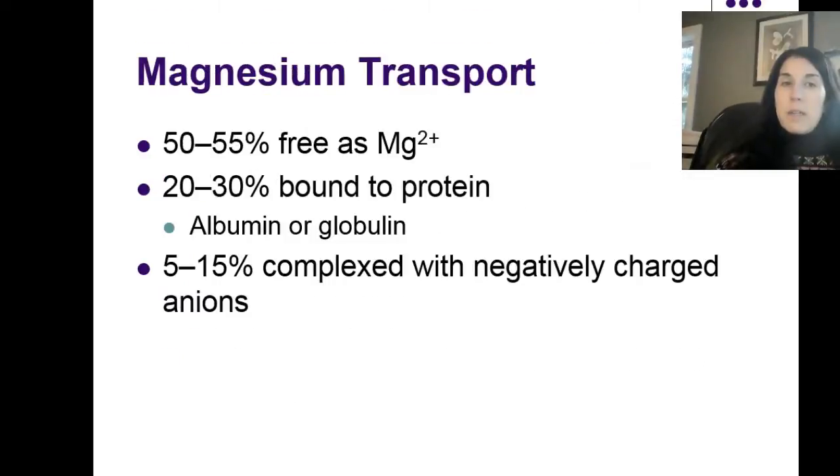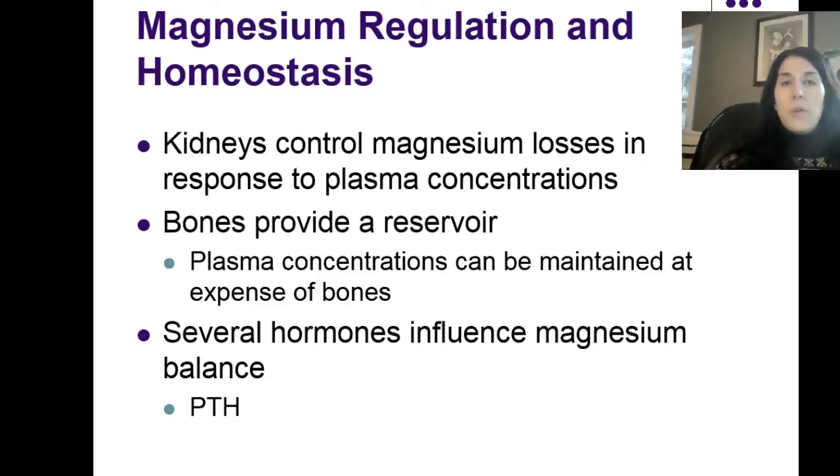For transport of magnesium, usually half of it is in the free form. 20 to 30% is bound to albumin or globulin, and 5 to 15% will be complexed with a negatively charged ion. For homeostasis, the kidneys are in charge here. They control magnesium losses in response to plasma concentrations.